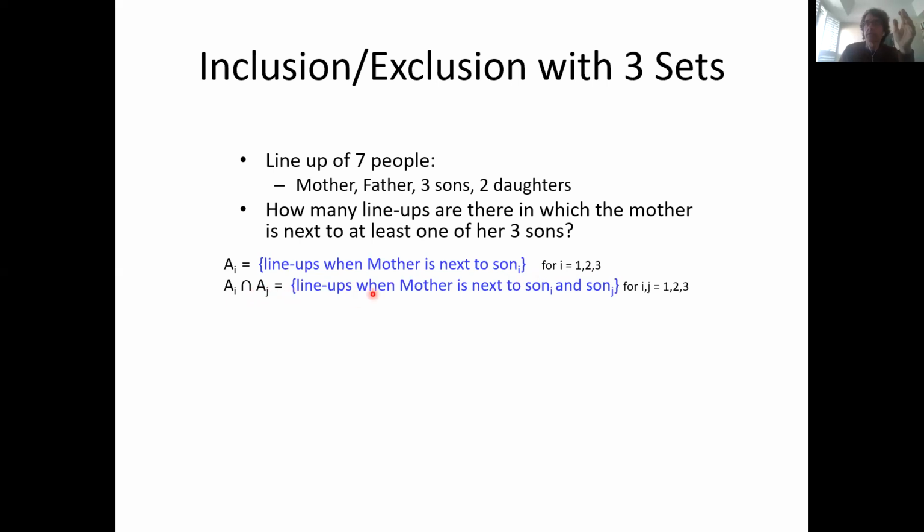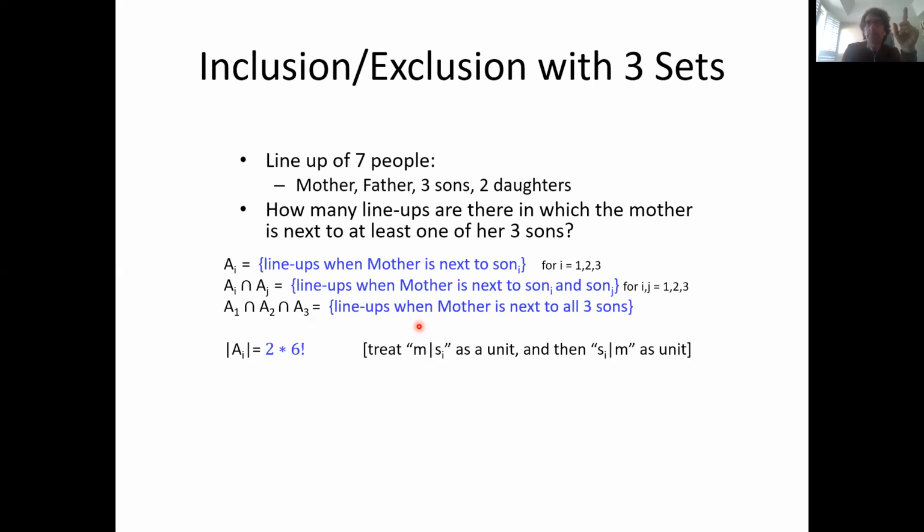A_i and A_j have an intersection. What is the intersection? It's all the orderings where the mother is next to both son i and son j. The three-way intersection cannot happen, right? I mean, it's an empty set. She cannot be next to all 3 sons. So that's good. Now, how big are these sets? Well, the individual sets are okay. We know how to count them, right?